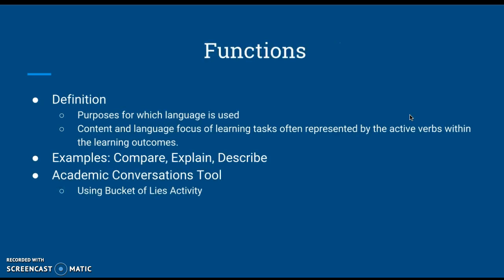Functions. The definition of functions is the purpose for which language is used, and the content and language focus of learning tasks often represented by the active verbs within the learning outcomes. For example, the active verbs of compare, explain, and describe. When you're using that in mathematics, those verbs need to come into action. From the academic conversations, using a bucket of lies activity.